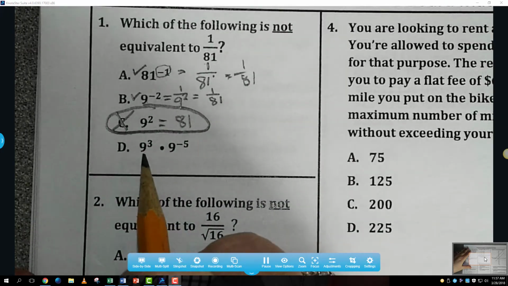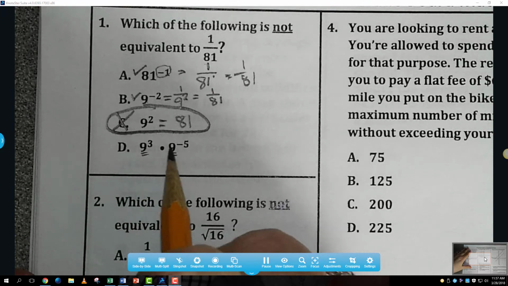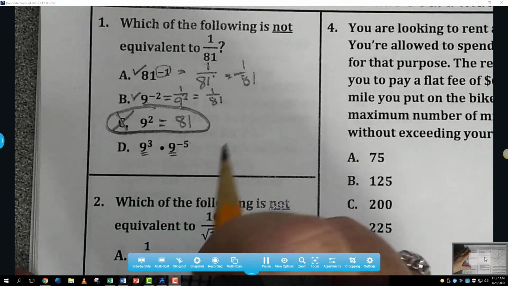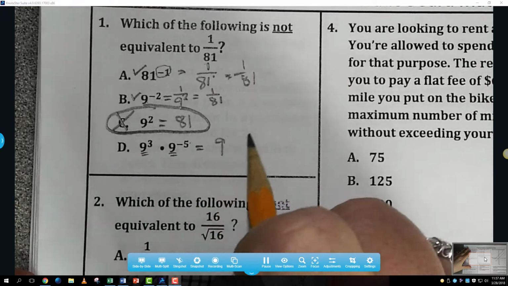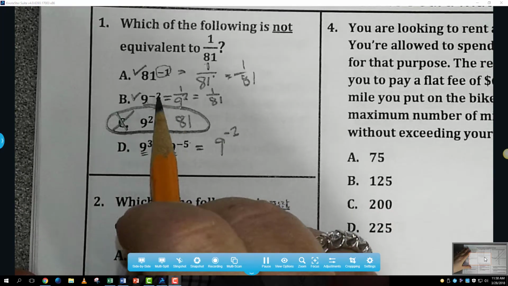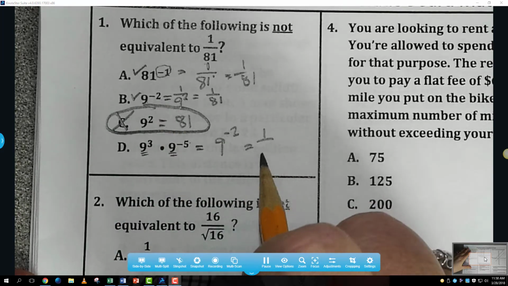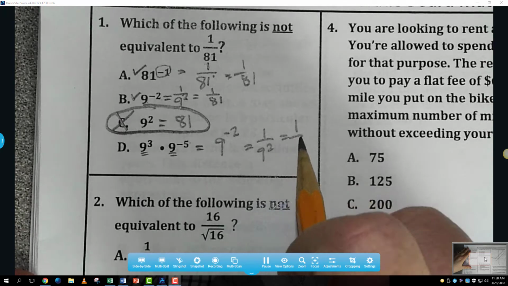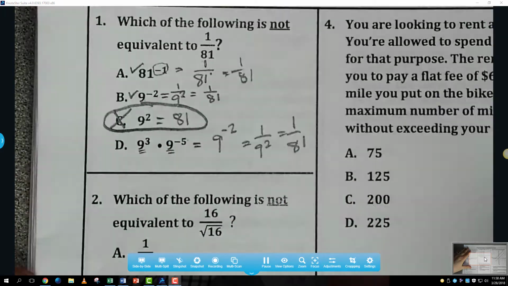And then just to finish this one off, I have the same base, so I add the exponents. When I add the exponents, I'm going to have 9 to the -2. Oh, now it's like B. So it's 1 over 9 squared, which is 1 over 81. So the answer here is C.